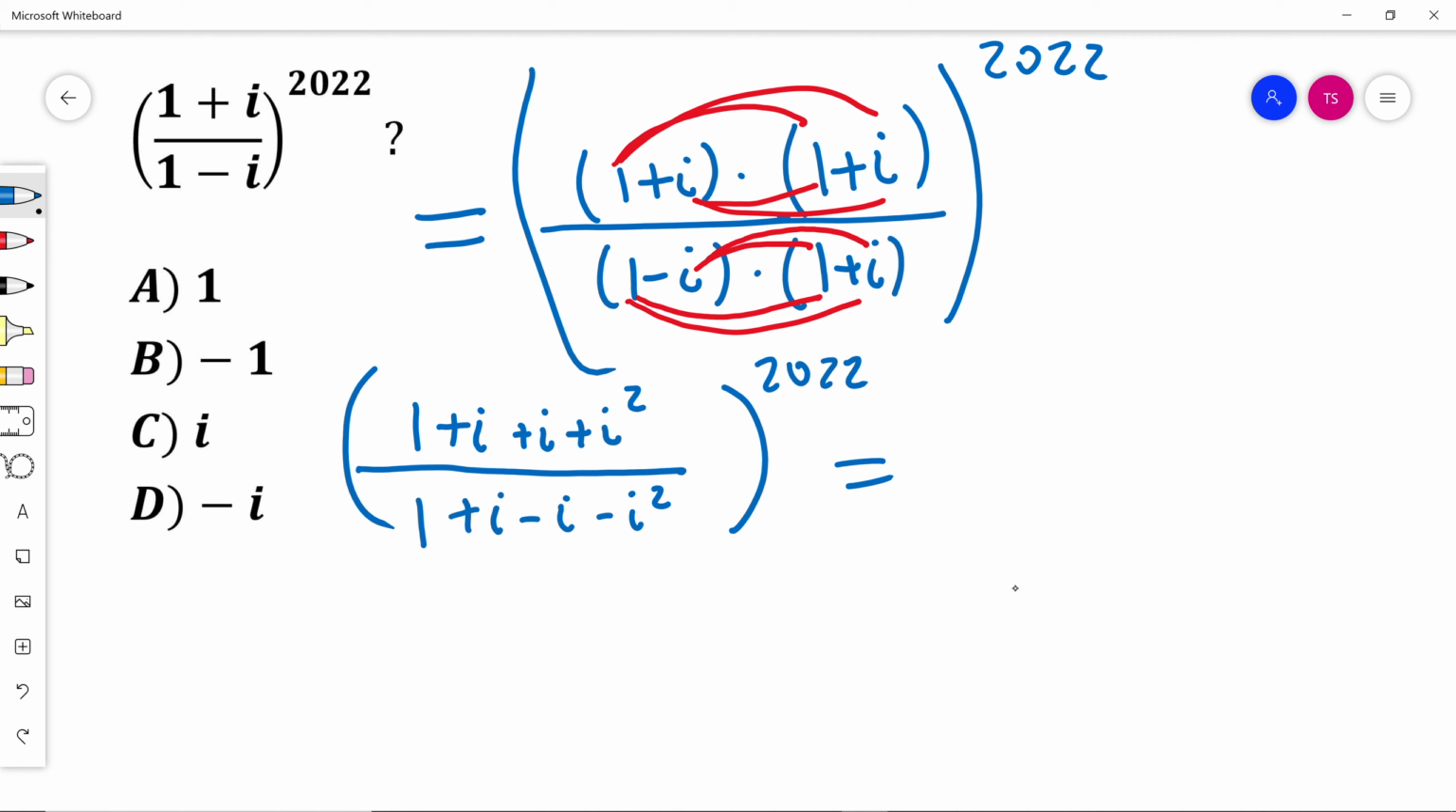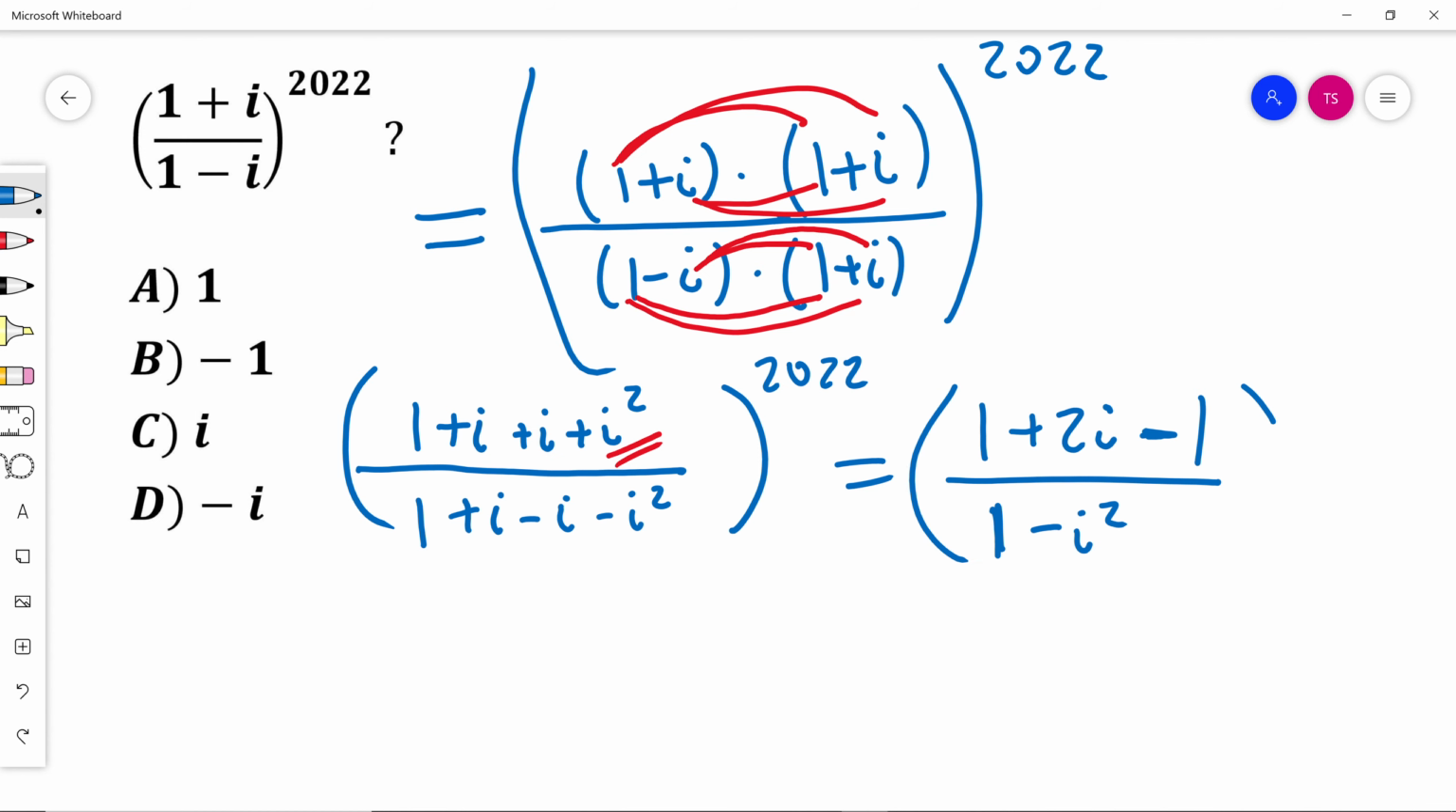Then in the numerator I have 1 plus 2i, and very slowly, i squared. At that moment i squared is just negative 1, so I would just write minus 1 in place of i squared. In the denominator I will have just 1 minus i squared, and all of this is to the power of 2022.